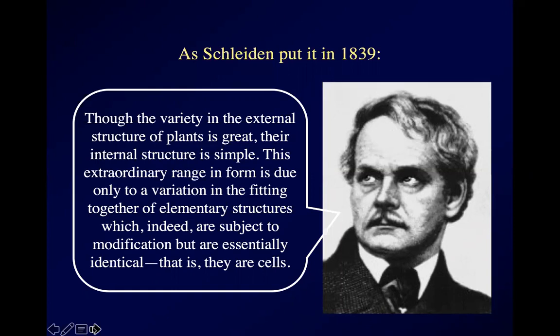Schleiden is pointing out that the same thing applies to plants. There's not that much difference in the cells of a little moss from the cells of a giant oak tree. The main difference is how you put them together. Well, there is the difference that mosses don't have vascular tissue. So let's say there's not much difference between the cells of a single grass and the cells of a giant oak tree. The difference is in how you fit them together.